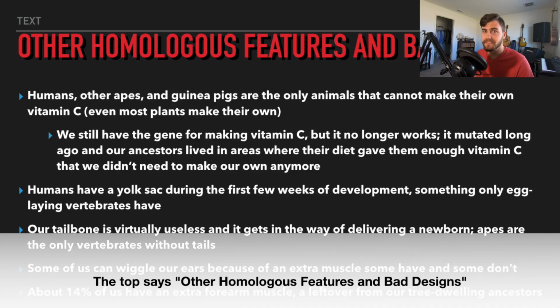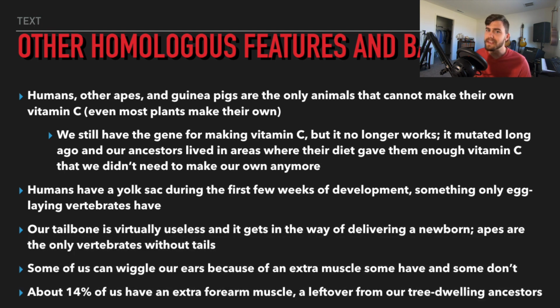Other examples of this: humans and other apes and guinea pigs are the only animals that cannot make our own vitamin C. Even most plants make their own vitamin C. But we still have the gene for it, right? So homologous things can be genes that we have. Now we have it, but it just doesn't work anymore.